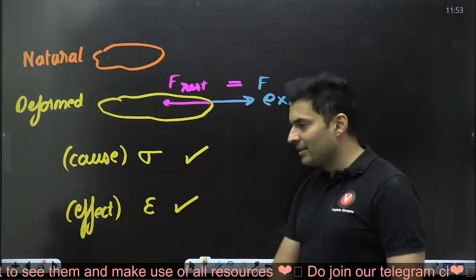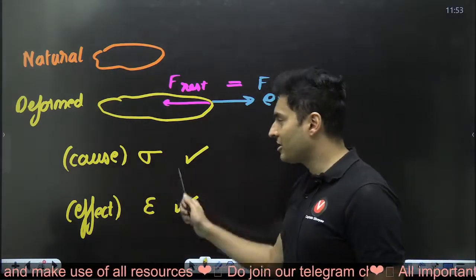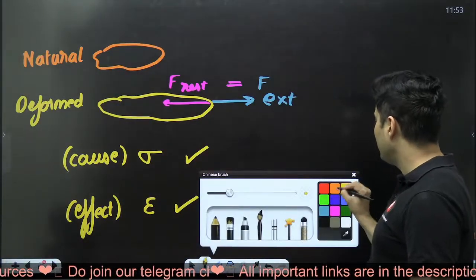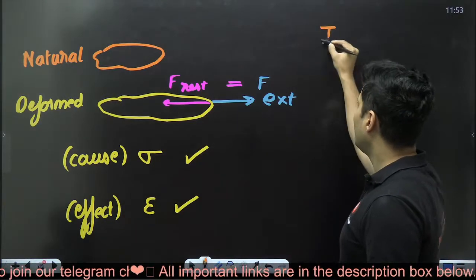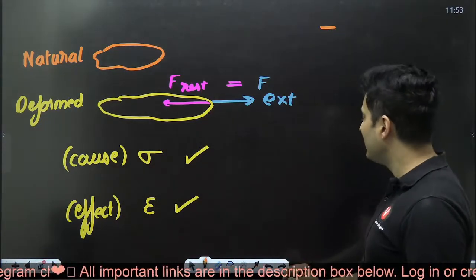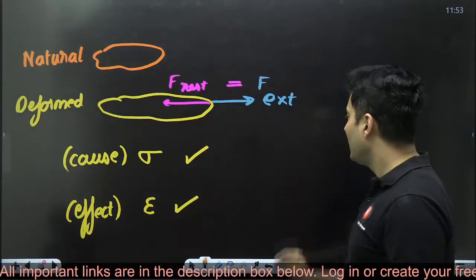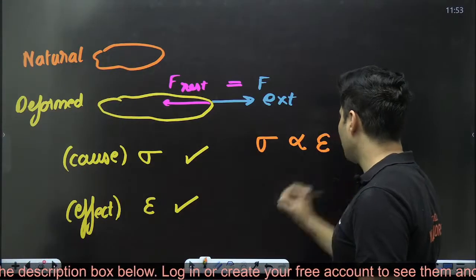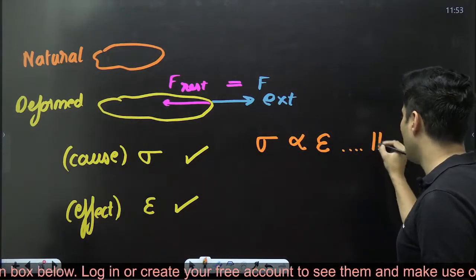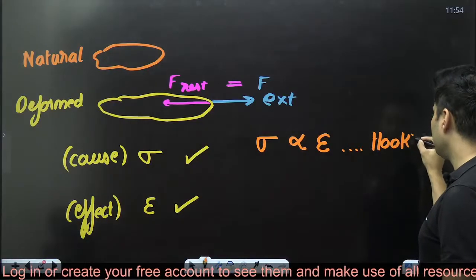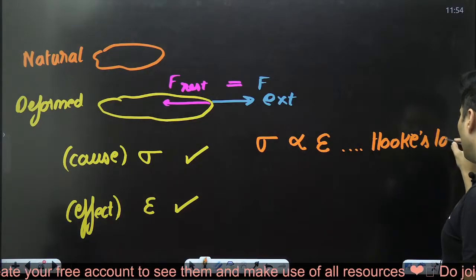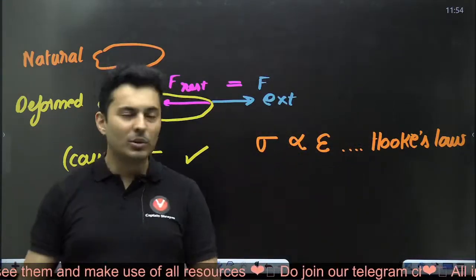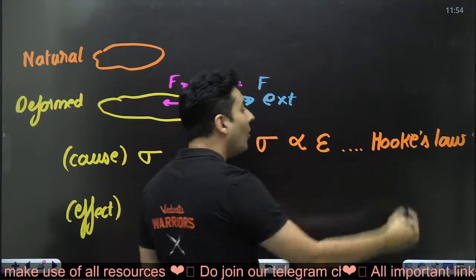Now this stress and this strain are related to each other, and you will see there is a certain thing called an elastic limit. Within the elastic limit, you will see that there is a certain relationship they obey, and that relationship is as follows. Sigma is proportional to the strain, and this is called your Hooke's law. Stress is directly proportional to the strain. That is called your Hooke's law.